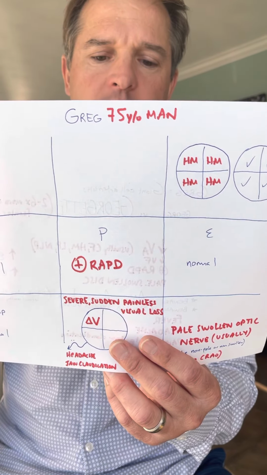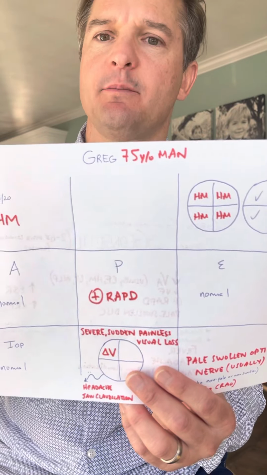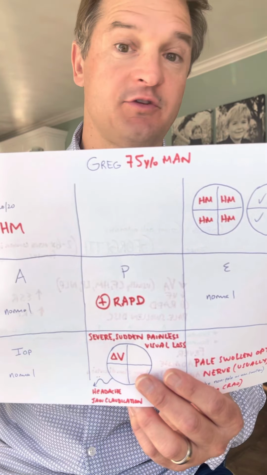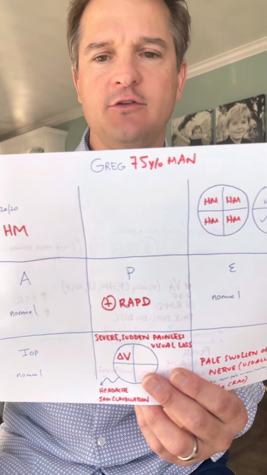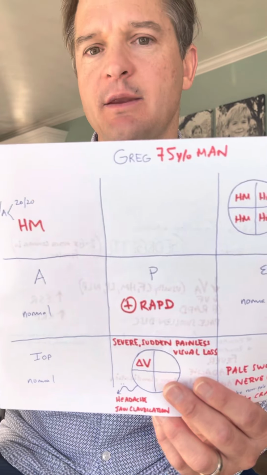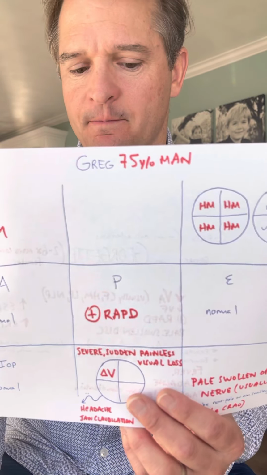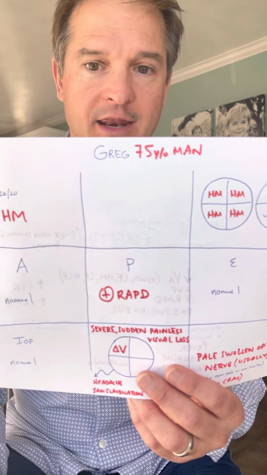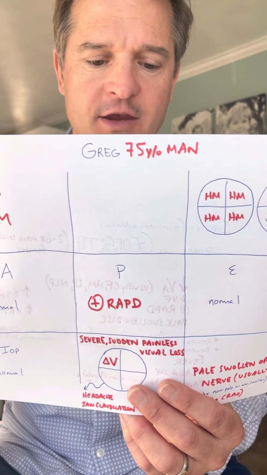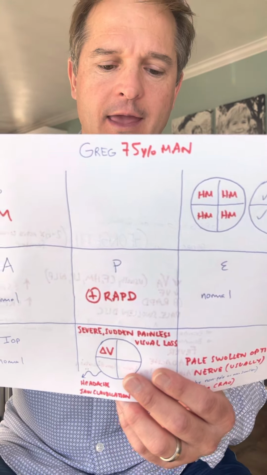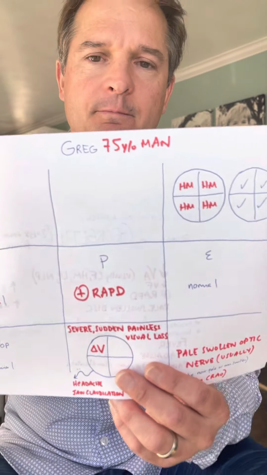The visual loss is profound in giant cell arteritis, or temporal arteritis, which is the same thing. It's usually count fingers, hand motion, light perception, or no light perception vision. We will be checking an ESR and CRP in these patients, which will be elevated. And we have to beware of a couple other patients as well.